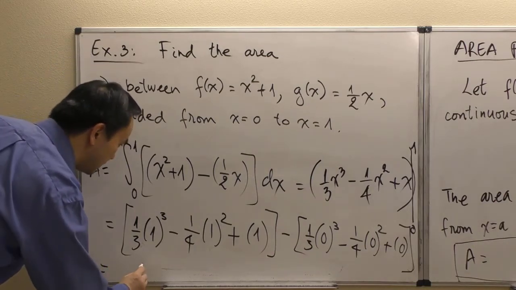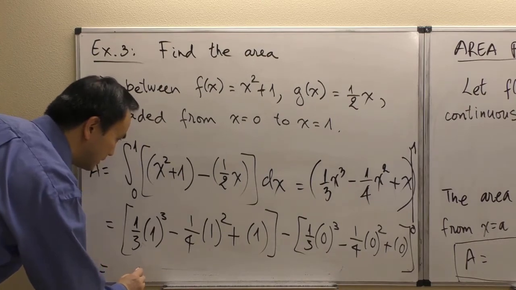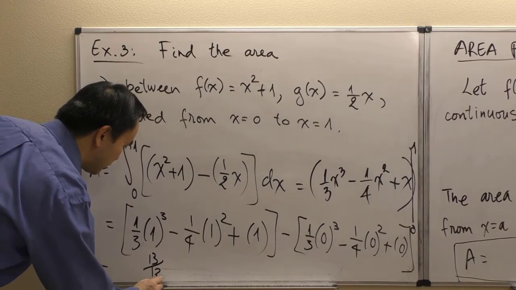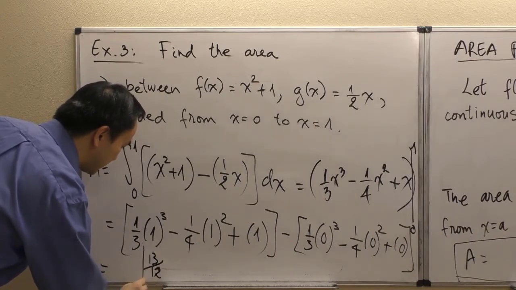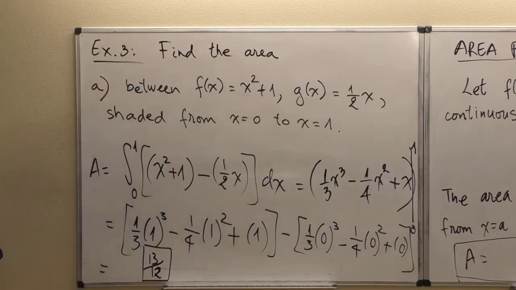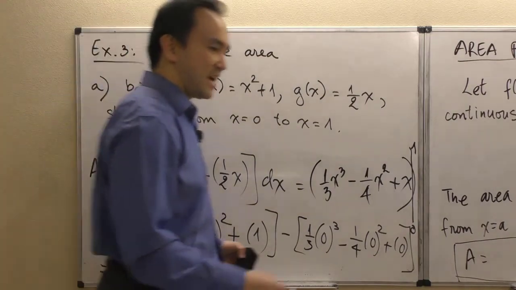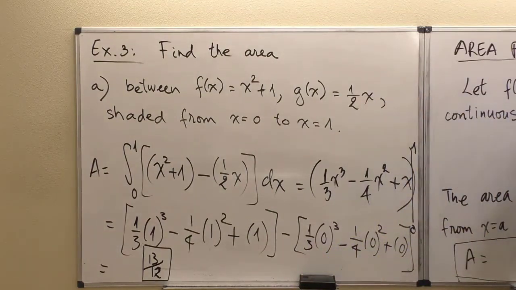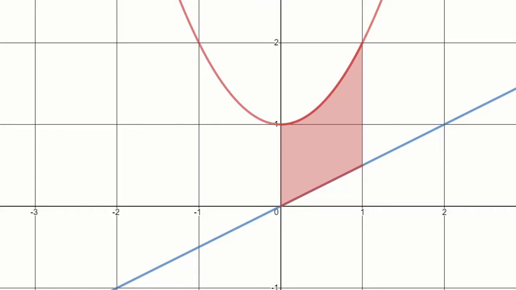So the final answer of mine is going to be 13 over 12. That amount of area is 13 over 12. And so that's the area, how big this area is that's shaded in the picture described right here.